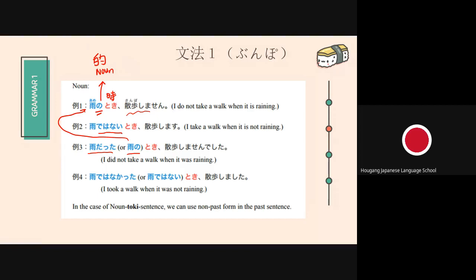没有去散步. Ame dewa nakatta, past negative, is very long-winded. I recommend using the shorter one: ame dewa nai toki. When it's not raining, sanpo shimashita, I went for a walk. Can, because now it's toki. That's about all, it summarizes everything really.